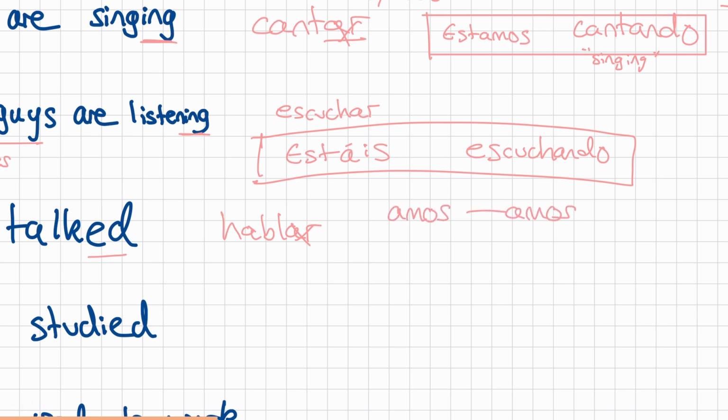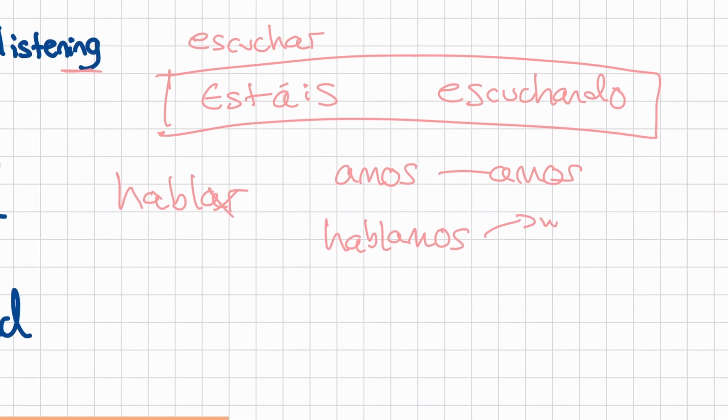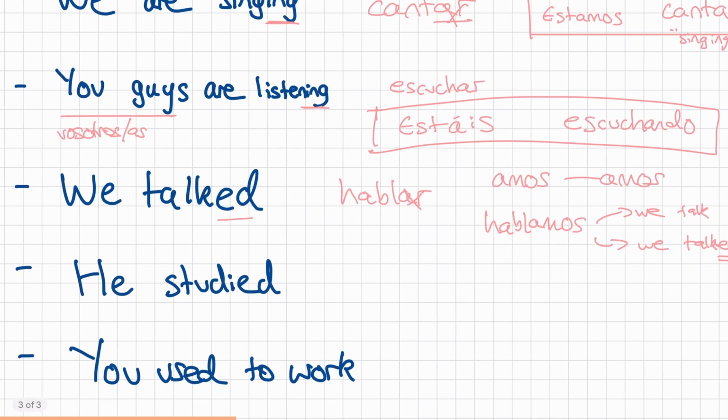Yeah, so we have o, aste, o, amos, asteis, aron. Again, the amos is the same in both the present tense and the preterite tense. So this is just hablamos. Hablamos can be translated as we talk, or we talked in the past, in the preterite. And it just depends on context in this case.